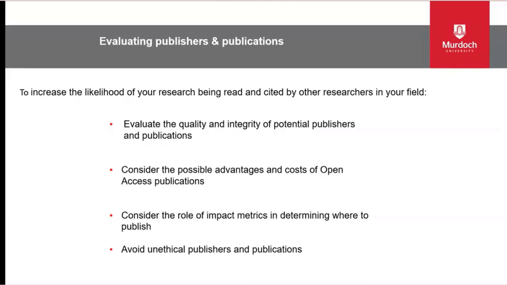To increase the probability of your research being read, you'll need to evaluate the quality of various publishers and publications, as some will be above board and others will not. In part 2, we'll look at the option of open access publications, and in part 3, we'll consider the role of impact metrics to help you assess well-known publishers in your field. In this section, we will also consider means of identifying unethical publishers.